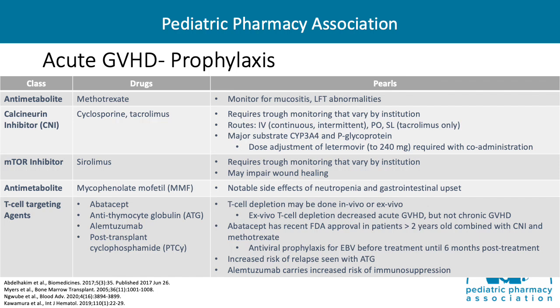Another commonly used medication for GVHD prophylaxis is sirolimus, which is an mTOR inhibitor. This drug also requires trough monitoring with trough goals that may vary based on institutional practice. It's important to note that sirolimus may impair wound healing, so this should be kept in mind if a patient has or is expected to have a procedure or has any wounds that might require healing.